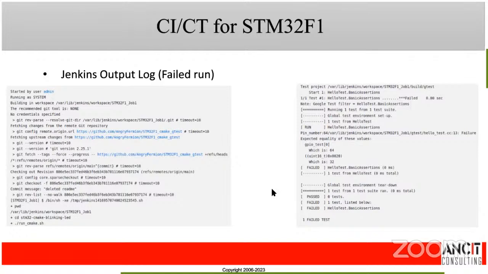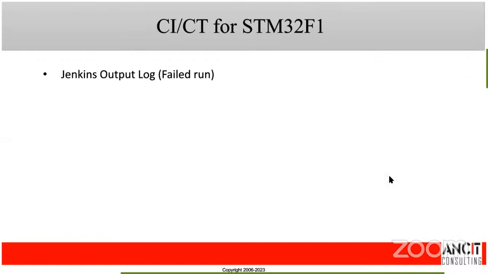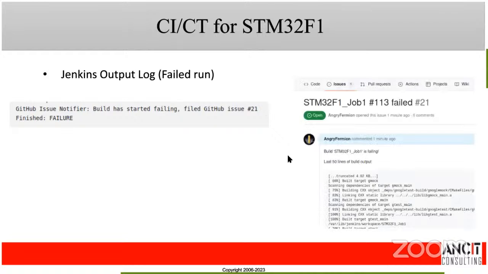Once it fails the G-test, at the end of the Jenkins log, it will show that the build has started to fail, and it files a GitHub issue number 21 on my GitHub repository. So this on the right side is my GitHub repository. Now you can see when I go into the issue, it shows that the SCM2F1 job failed with this particular number. That's the issue number, and then it gives you the complete log of your build, and in there you can see what went wrong.